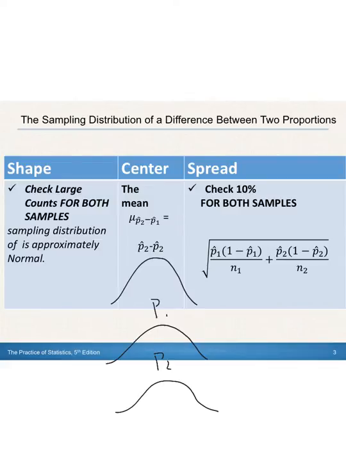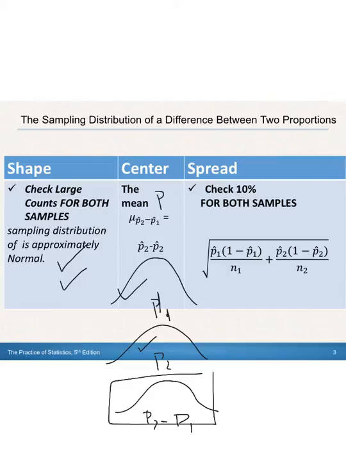So just a quick recap of the other video. When we combine the distribution of P1 and P2 and P2 minus P1, if we check for large counts and it works for P1, we can assume it's normal. We check large counts for P2, it's normal, then the distribution of P2 minus P1 is going to be normal. The distribution of a proportion is going to have its mean right in the middle, and that works out to be the same for the difference of them. So the center of the distribution of P2 minus P1 is going to be P2 minus P1. Whoops, a little mistake there.